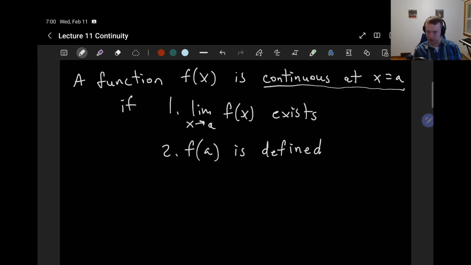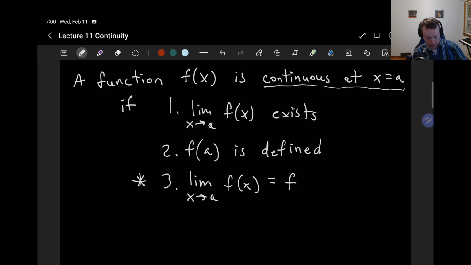These first two are really just set up for number three. Three is the most important one, but you do need these first two. So the limit exists at that point. The function is defined at that point when x is a. And then the main part is that the limit is equal to f of a. So this third point is the heart of it, but the first two conditions are needed to get there.